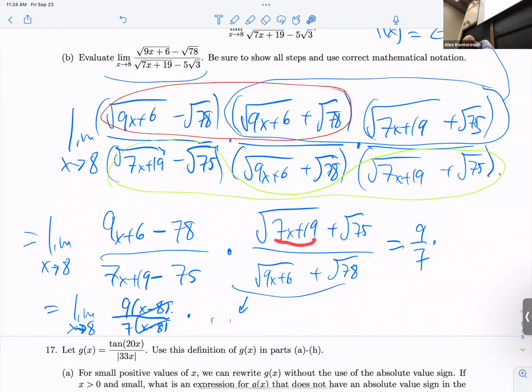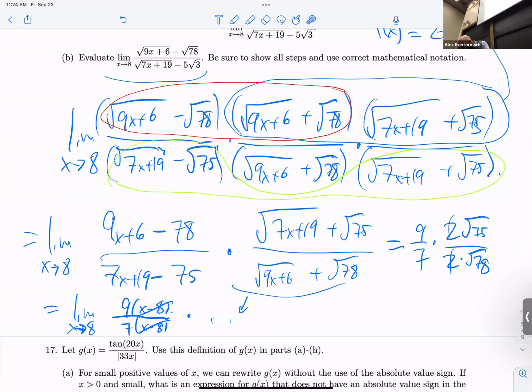This is going to be root 75 and another root 75. So that's 2 root 75, which I don't care if you change the 75 to a 5 root 3. And then on the bottom, I'm going to get, again, 2 root 78s. So that's 2 times root 78. All right, well, I guess you could cancel this 2 on top and bottom, whatever. Done. Yusuf.